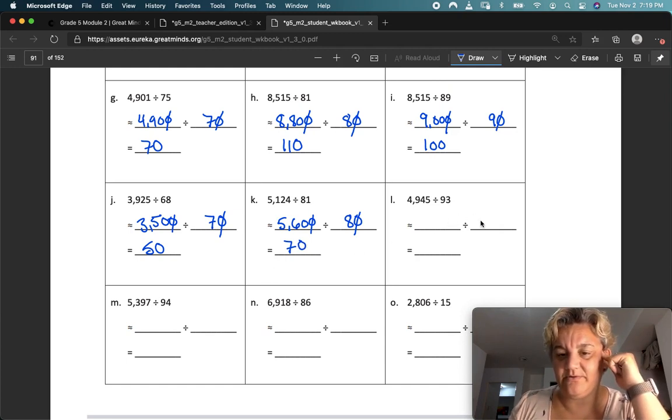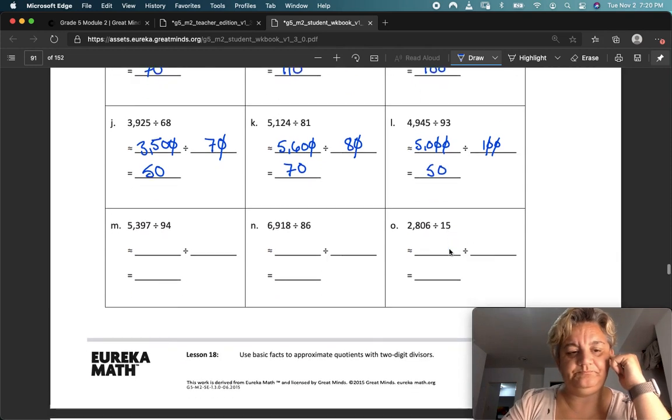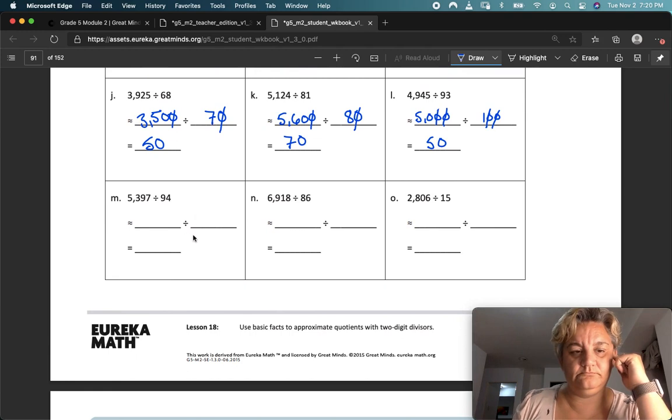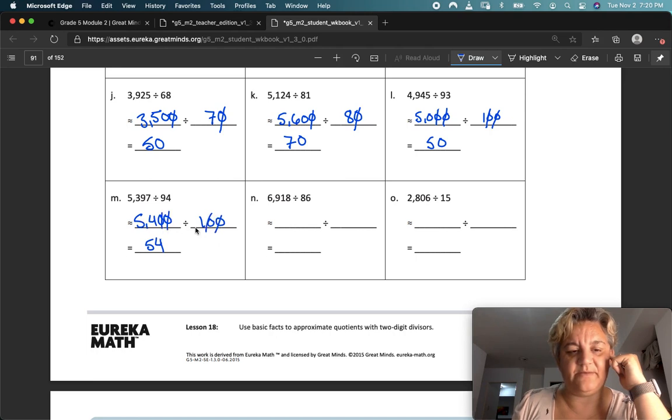And here we go. Let's just go ahead and round all the way up to 100 and round that to 5,000. Then I can take this 0 and that 0 and this 0 and this 0, and my answer is 50. And I can do the same here. And I'll just round that up to 5,400. And my answer is 54, right? 54 divided by 1 is 54.